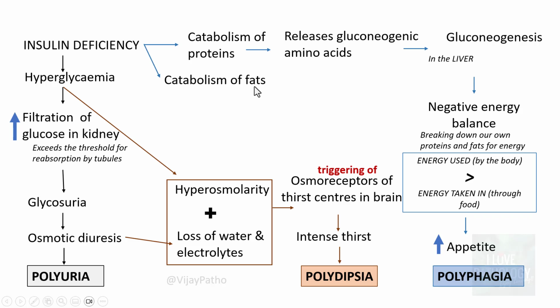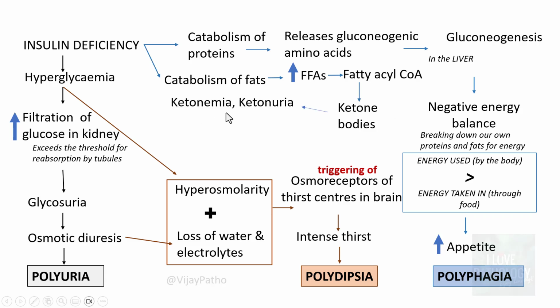What happens when there is catabolism of fats? That leads to increase in the free fatty acids. And these free fatty acids esterify into fatty acyl CoA in the liver, where it oxidizes to form ketone bodies. Right? And because of increased ketone bodies like beta hydroxybutyric acid and acetoacetic acid, it results in ketonemia and ketonuria. So you have increased ketone bodies in the circulation, and you also have this hyperosmolarity and osmotic diuresis. Okay, there is intense dehydration happening here.